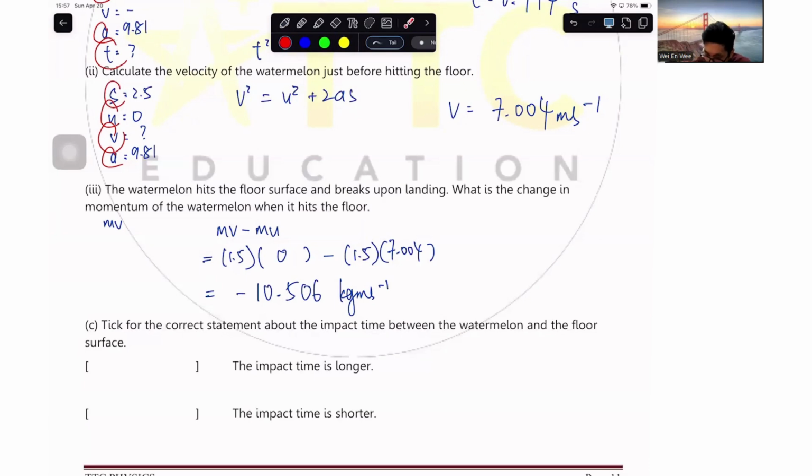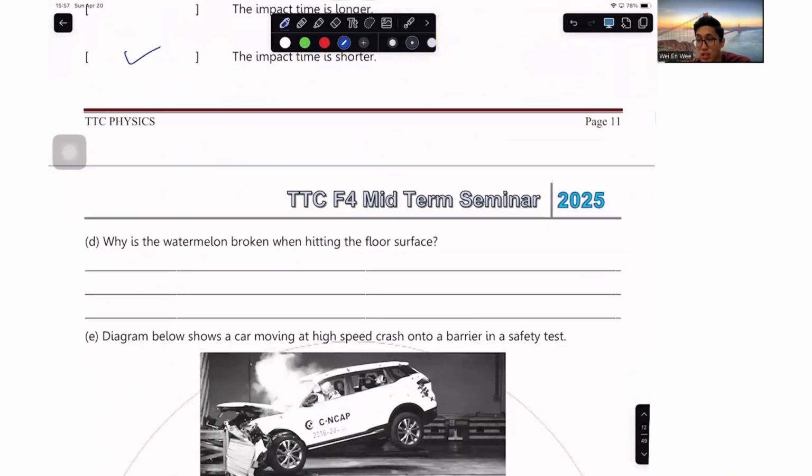Okay, next. Take the correct statement about the impact time between watermelon and the floor surface. Watermelon and the floor surface, the impact time is very short. How do I know impact time is very short? Yeah, I told you before. It depends on whether you hit the hard object or you hit the soft object. Correct or not? Hard object you hit is boom, very short time. Soft object you hit is toing, very long one. Okay?